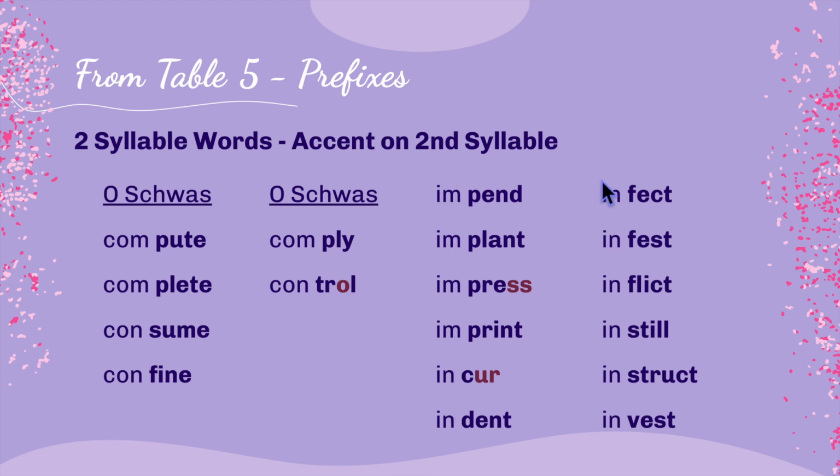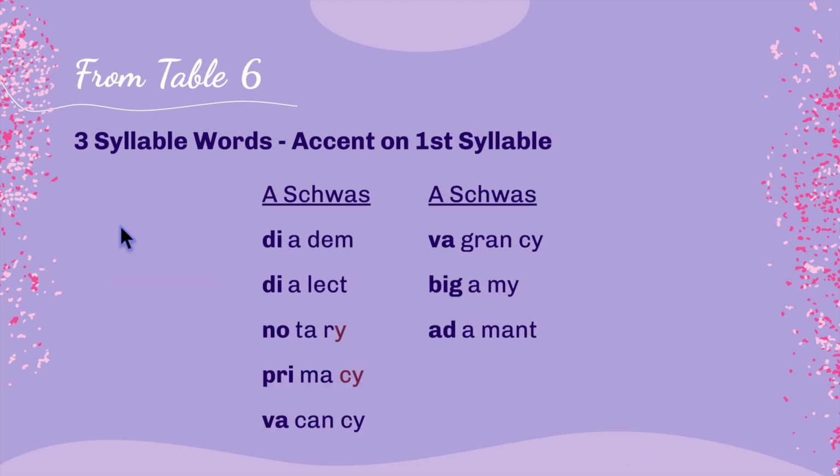Here we have im and in as our first syllable. They are closed syllables because they have consonants after the vowel. And the second syllable in all of these words will be accented. Impend. Notice again that these syllables are closed, so we use the short vowel sound. Impend, implant, impress, imprint, incur, indent, infect, infest, inflict, instill, instruct, and invest.